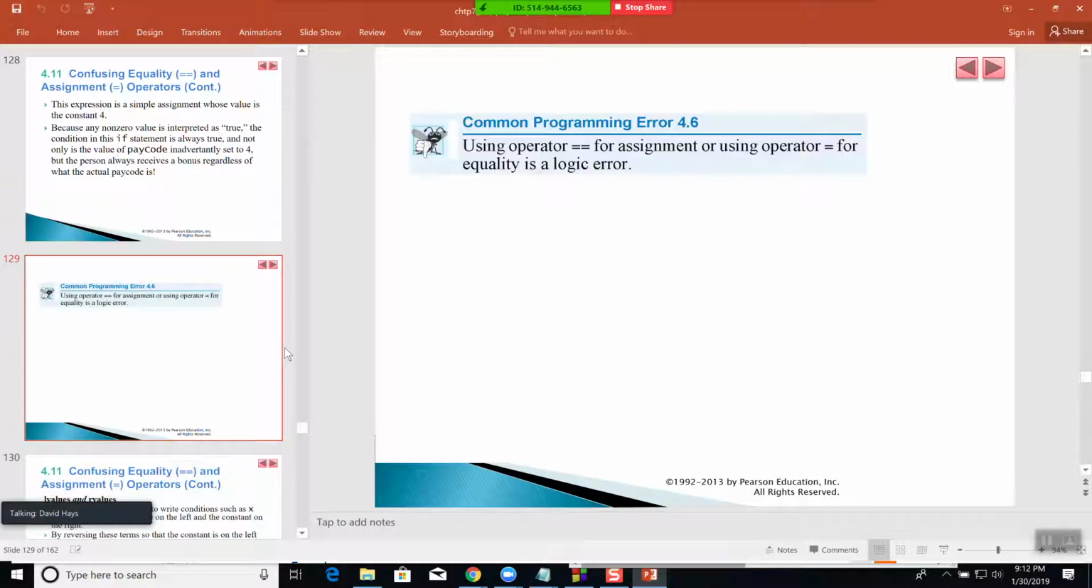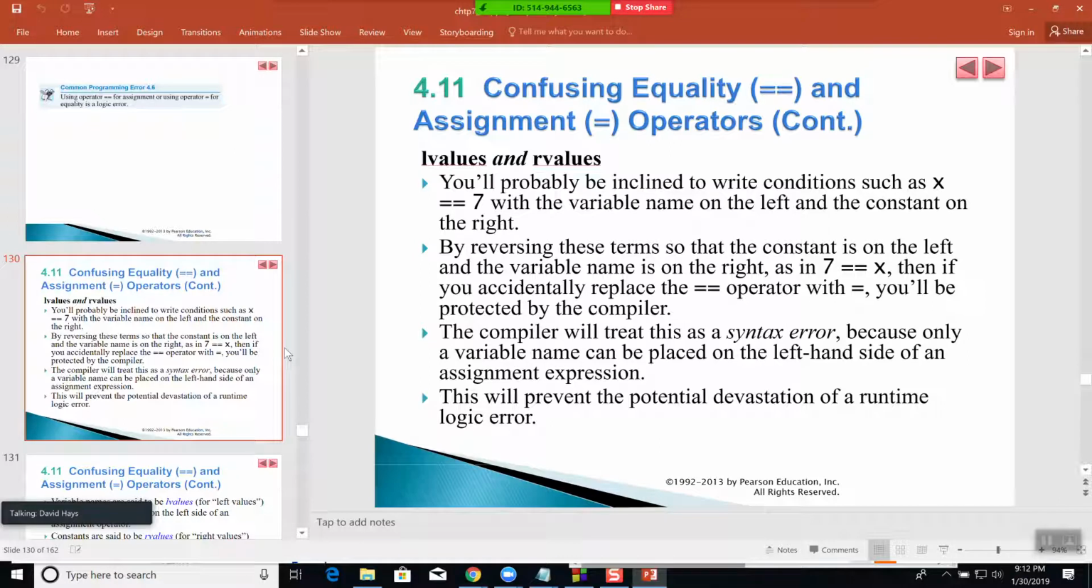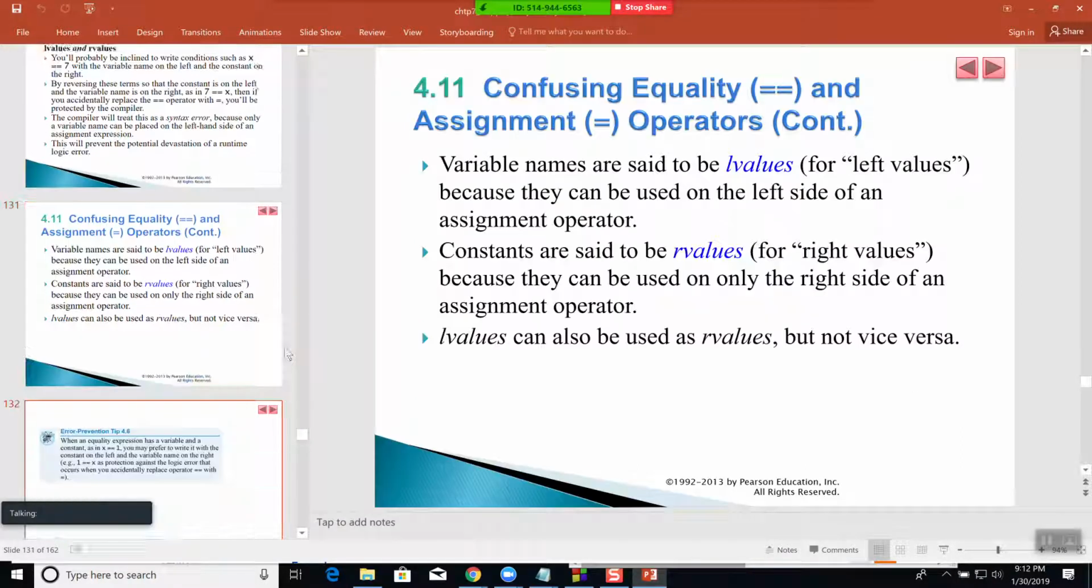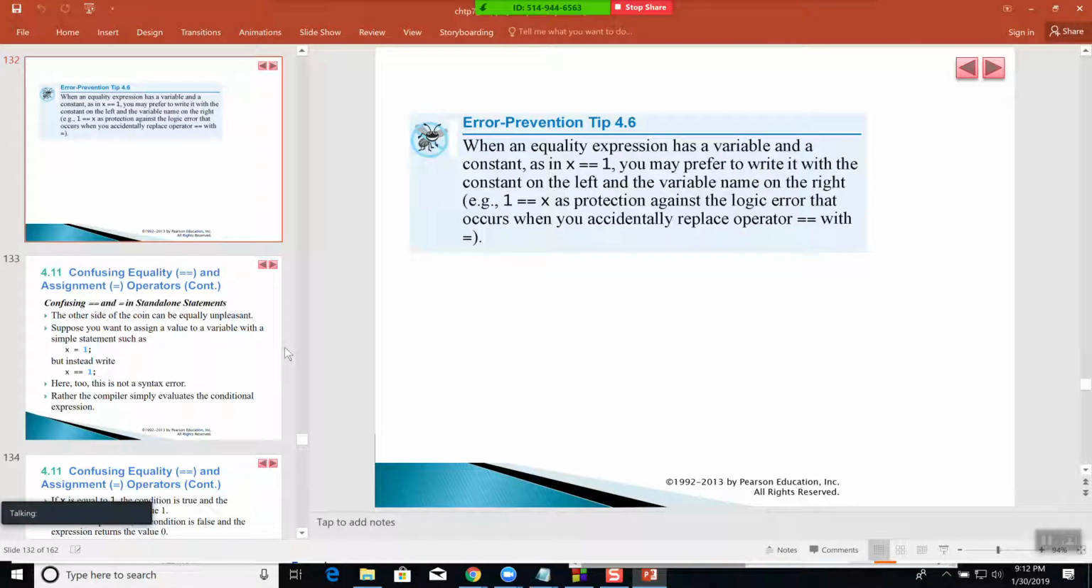More about that. Using operator equals equals for assignment, or using operator equals for equality, is a logic error. Logic error means it runs, it just doesn't run right. Syntax error doesn't even get to the point it runs. Error preventing.